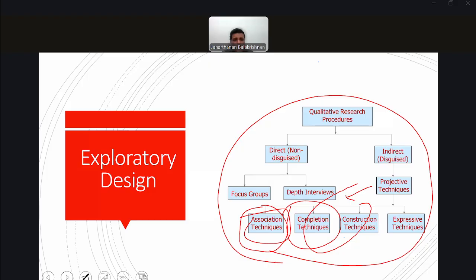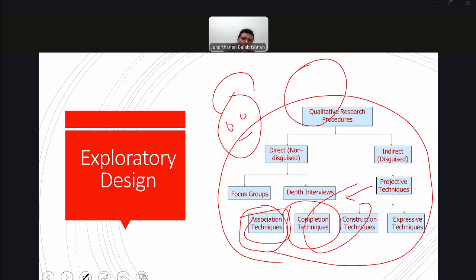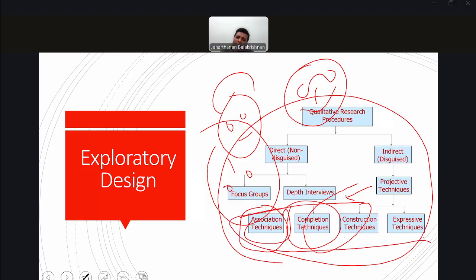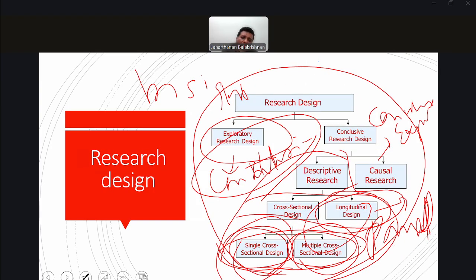Construction techniques is where you draw a picture like this and ask them to complete the picture. Someone will draw like this. Someone will draw like this. Some people will draw an angry one, or a smiling one. So different people will have different construction techniques. The last one is expressive techniques, to understand what they do. So these are mechanisms which we use in a disguised manner to understand people, which is indirect. So this comes under the exploratory part, whereas secondary data can be useful in both conclusive and exploratory.